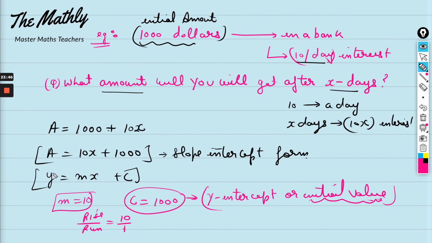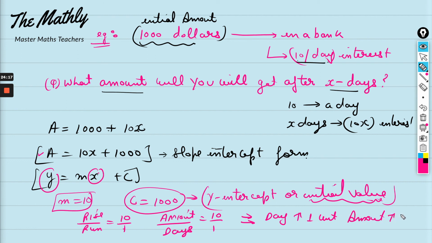Now, what is the y-axis over here? That is my amount. What is the x-axis? That is days. So the slope is amount upon days, that is 10 upon 1. So I can clearly say that if my day increases by 1 unit, my amount will also increase by 10. That's the meaning of the statement. I hope you are able to follow now.